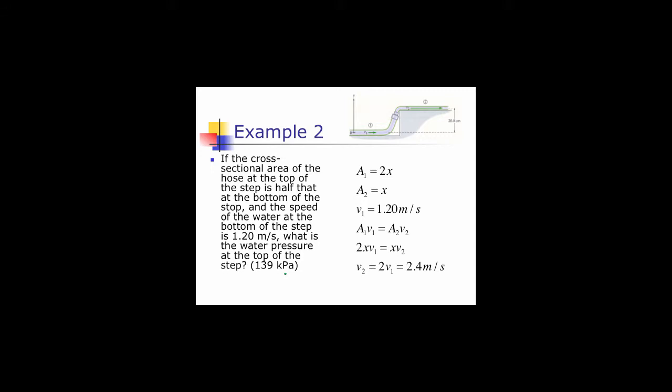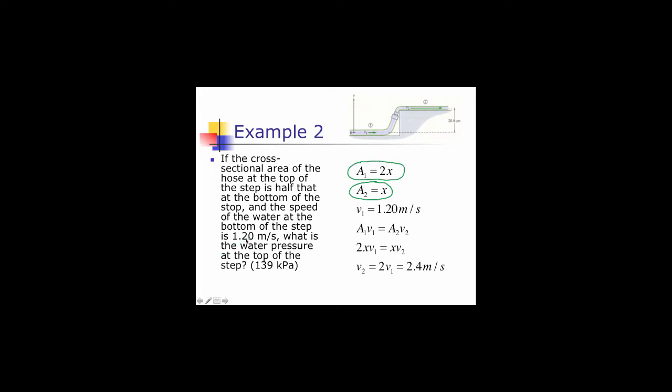So at the top, it's half of what it is at the bottom. So I just say that my cross-sectional area at the top is x, and then it would be 2x at the bottom.